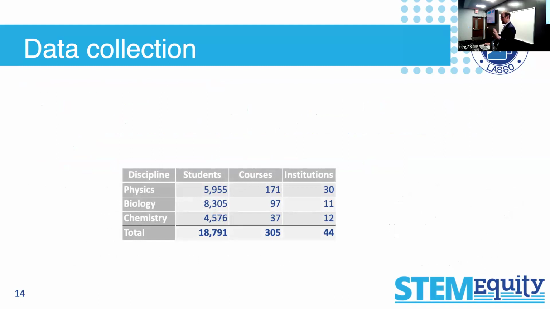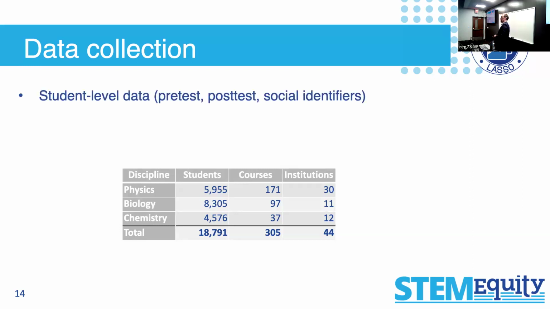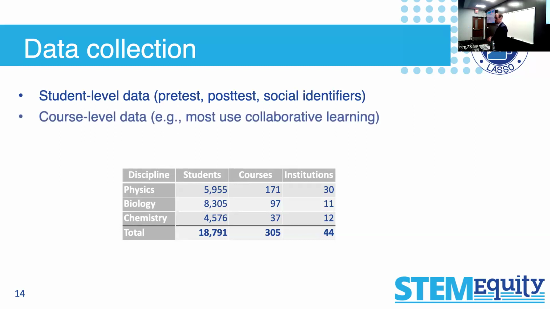You can see roughly a little under 19,000 students, 44 different institutions, 305 courses across the 3 disciplines. We have student level data, which is their pre-test score, their post-test score, and their social identifiers, which they chose to identify however they wanted. And then we also have some course level data. The important part of that for this study is just that most of these courses use collaborative learning. In fact, nearly all of them, well over 90%.